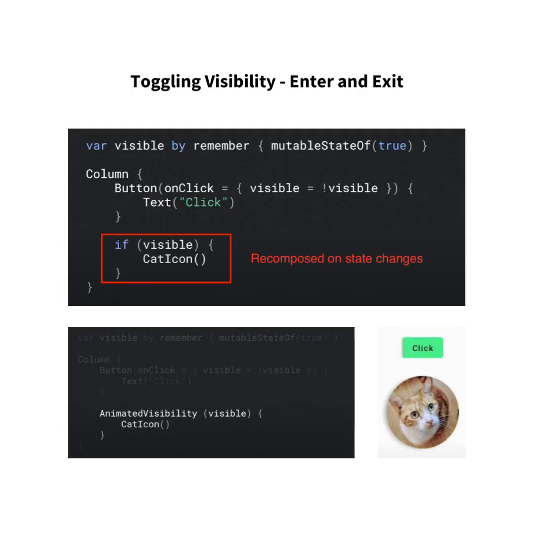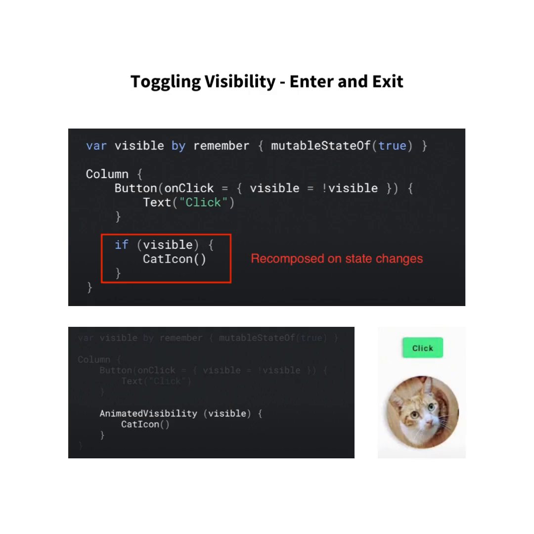Let's start with an easy example. Here we have a cat image appearing and disappearing when we click on the button. The visible variable is a boolean state. Its value is toggled every time the button is clicked. Any changes to the visible state invoke the recomposition.